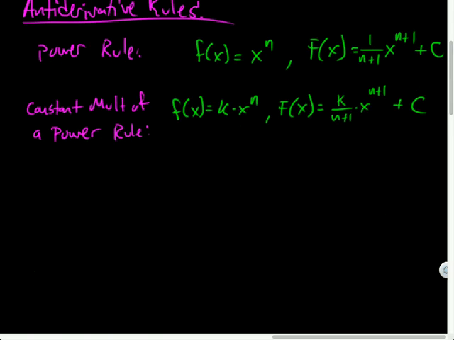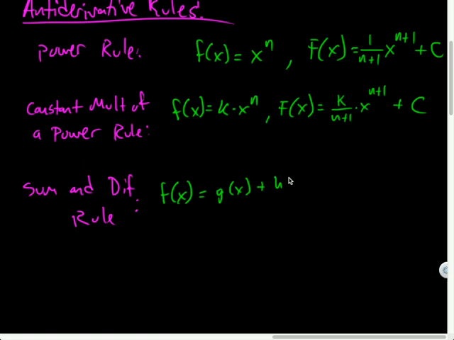And then there's, of course, the sum and difference rule, which says if f of x is equal to g of x plus or minus h of x, then capital F of x would equal capital G of x plus or minus capital H of x, plus c.